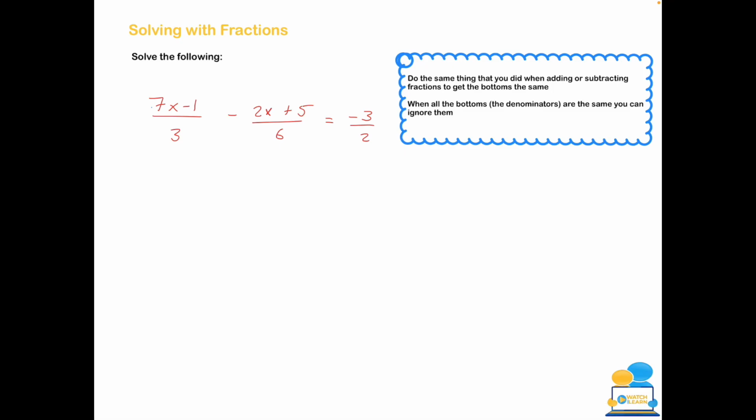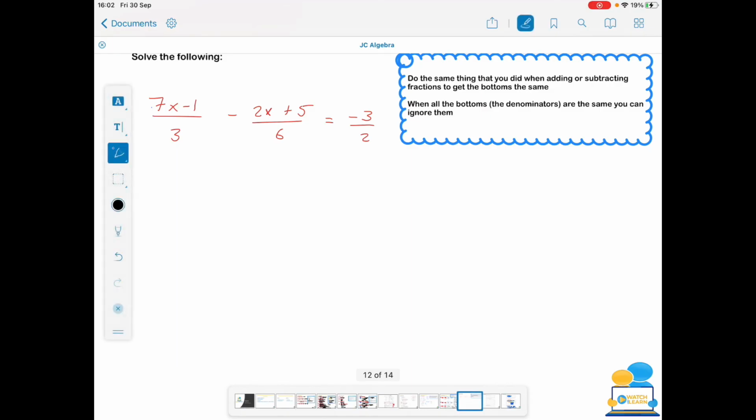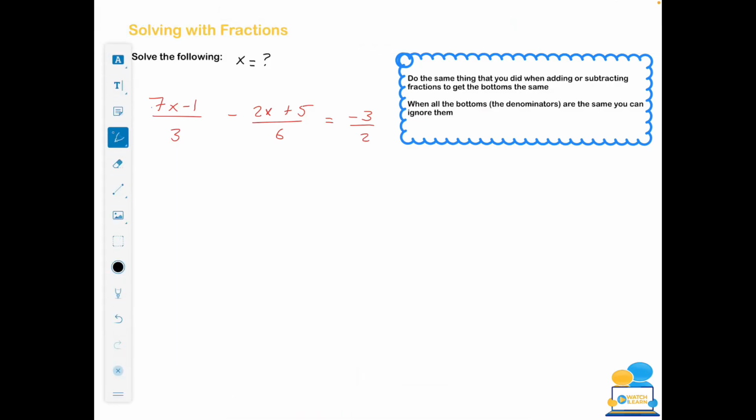So what we're going to do, solve, we know from earlier, always means we want x equal to a number. So at the end of this, we'll have x equal to something. Basically what we're going to do is exactly the same thing as we were doing when we were adding or subtracting the fractions, to get the bottoms the same. When we do that, then we can ignore them all. We'll see that when we get there.